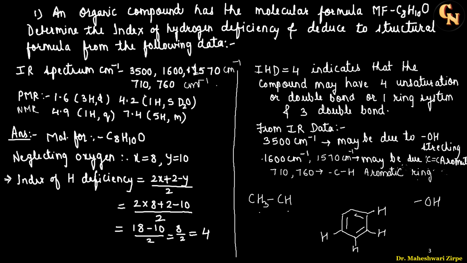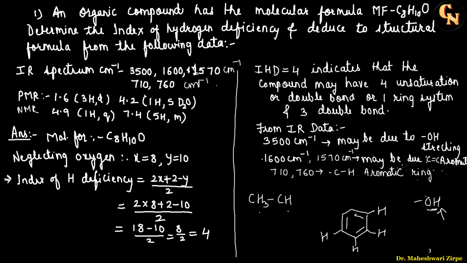Then next is what? Next is 4.2, one hydrogen showing singlet. So 4.2 indicates, because this value is higher, a de-shielded proton showing singlet. This may be because of the OH group. The OH proton may show this signal. The hydrogen will show singlet because it is attached to oxygen.